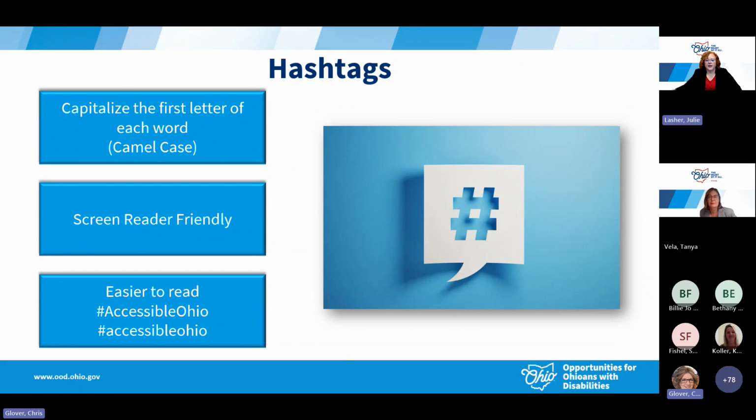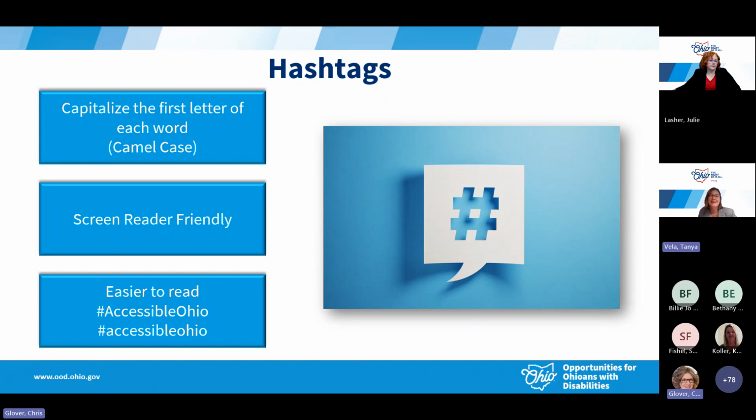It also makes it easier to read because the camel case replicates the visual cue normally associated with a space. For example, one of OOD's hashtags that you can see on the slide is hashtag AccessibleOhio, which is written in camel case. And you'll notice the A in accessible and the O in Ohio are both capitalized, making it easier for your eyes and the screen reader to read. So Tanya, can you tell us about ensuring GIFs are also accessible?